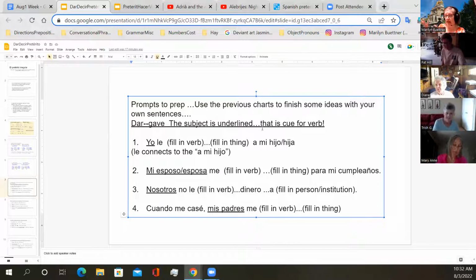Para la luna de miel, for honeymoon. Sí, para la luna de miel. And you say honeymoon as la luna de miel. La luna de miel is moon of honey. Yeah, la luna de miel.